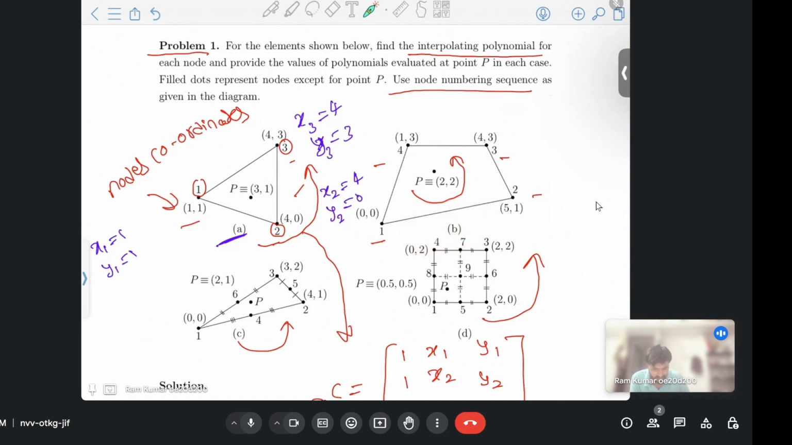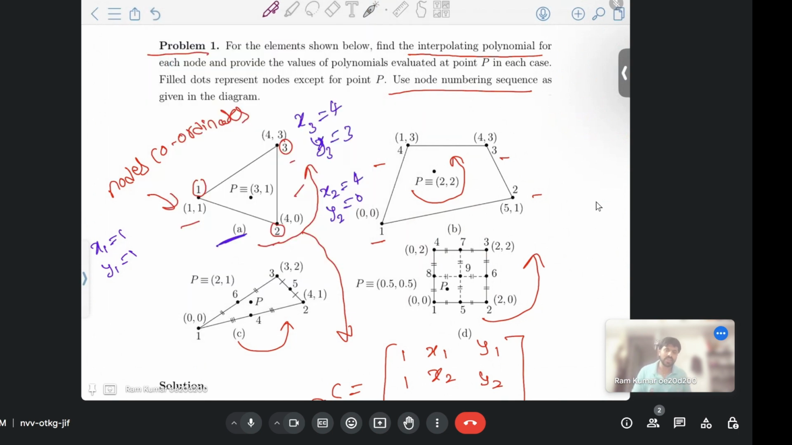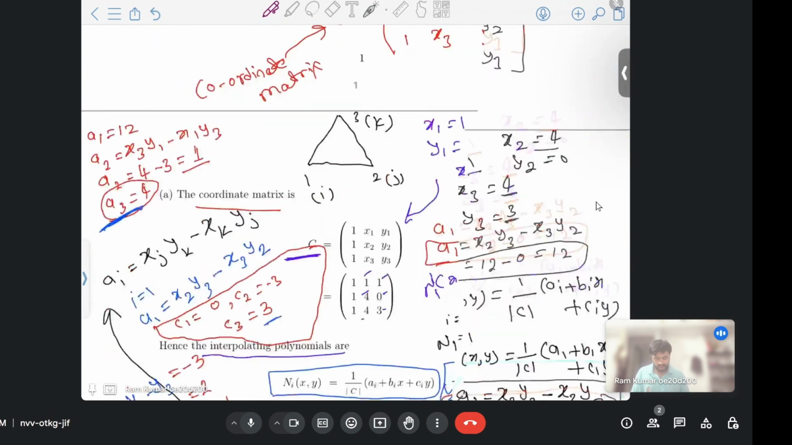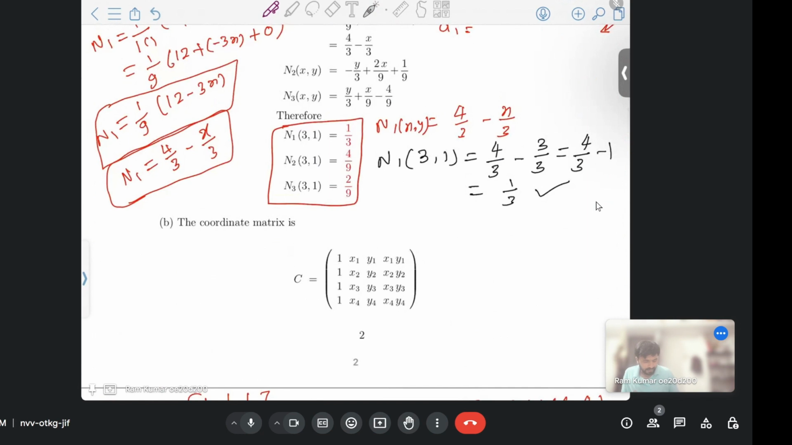Now we are going to follow the same procedure for the second element. This is a 4-node element. Similarly, we have to find the C matrix, then find the determinant of the C matrix, then write the interpolating polynomial equation. Then we fill in a1, a2, a3, a4 because we have 4 nodes here, and similarly the b and other coefficients. So let us start.